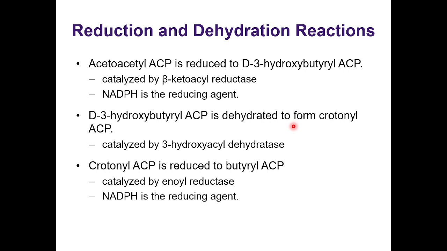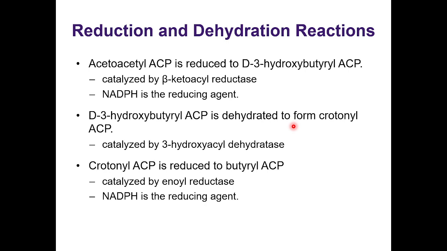CoA, the ACP. The acetoacetyl ACP is going to be reduced to the D-3-hydroxybutyryl ACP. This can be catalyzed by the beta-ketoacyl reductase. NADPH is actually the reducing agent. This is one of those places where this really diverges a bit because instead of using NAD and FAD, we use NADPH, both places.